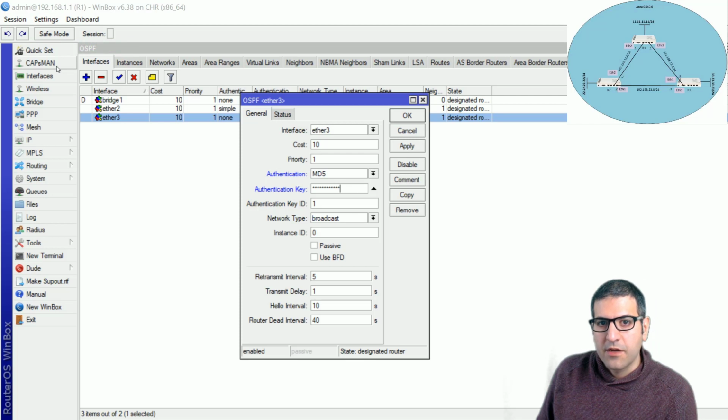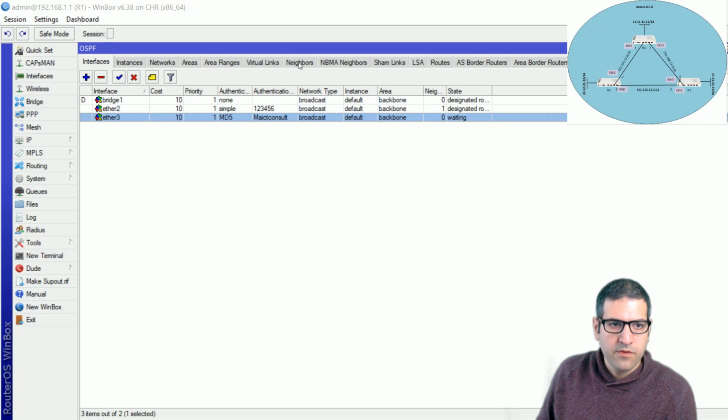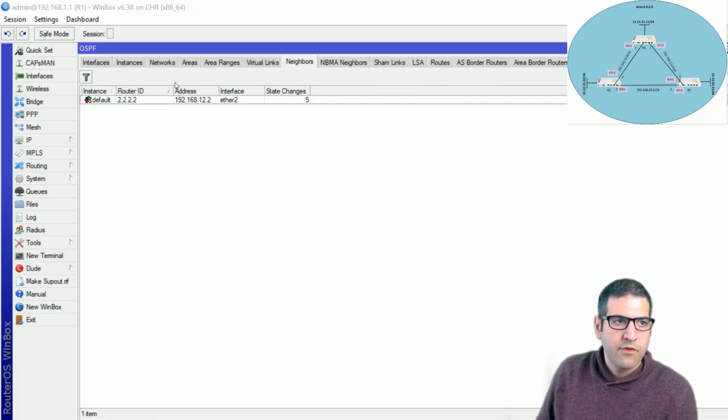That means that if you are doing some configuration on the MikroTik router and you have some colleague sitting next to you that you really don't want to know the password, you can just do it like this. But for now, I will take it out. So MAICT consult.